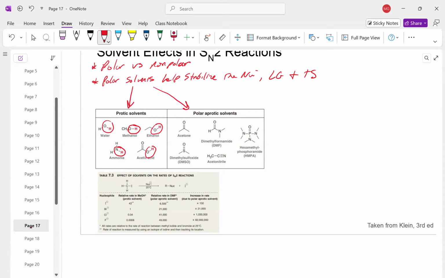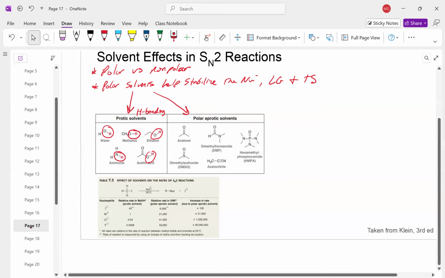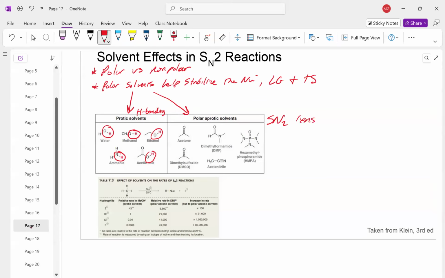Most commonly, that's an oxygen, but it doesn't have to be. It could be a nitrogen. And protic solvents are capable of hydrogen bonding. And polar aprotic solvents, while they may be polar, do not have a hydrogen bonded to an electronegative atom. Now, how a solvent affects an SN2 is that SN2 reactions greatly favor aprotic solvents.